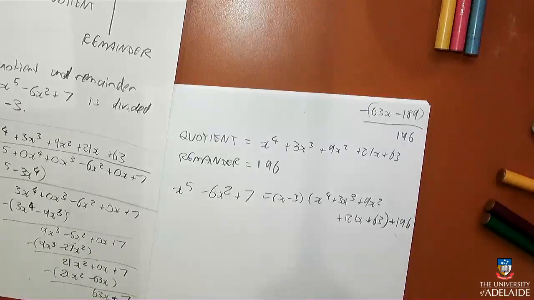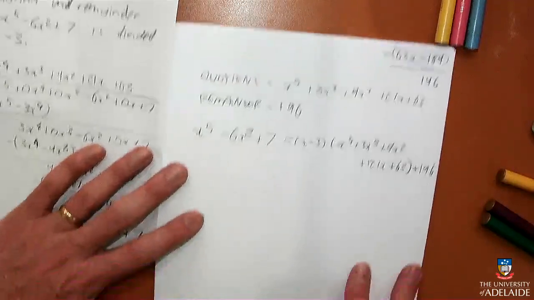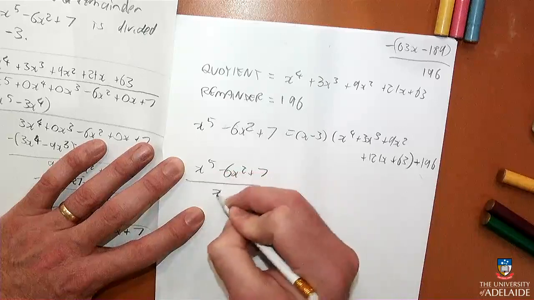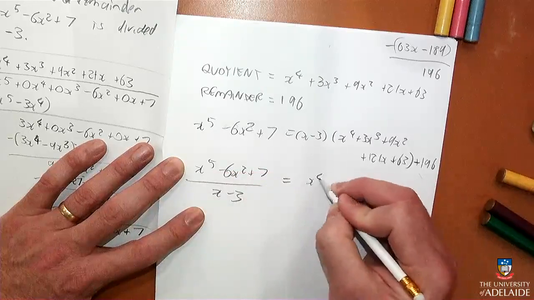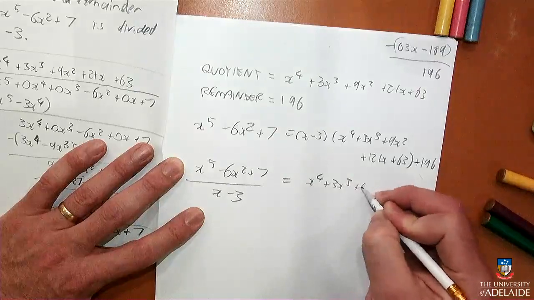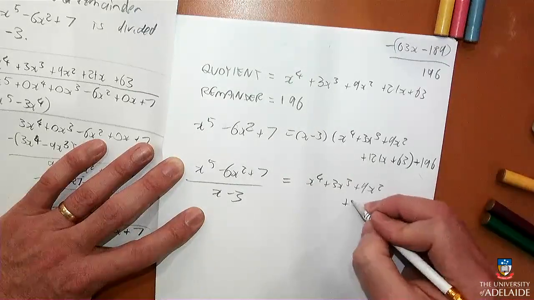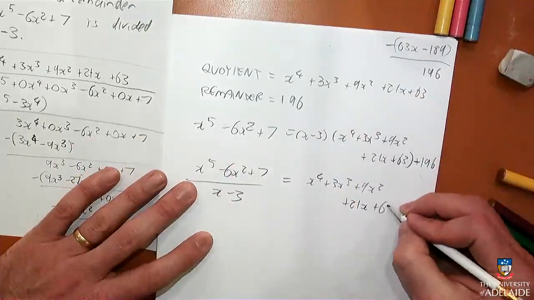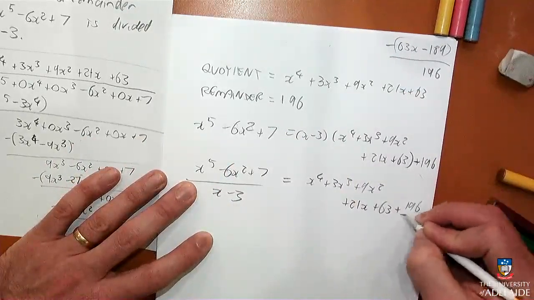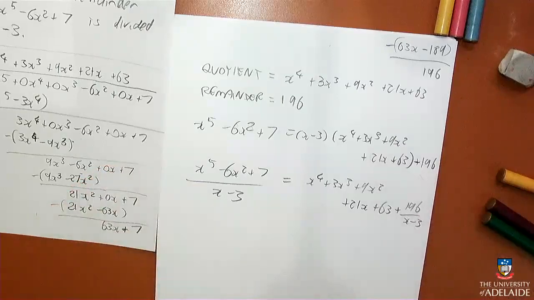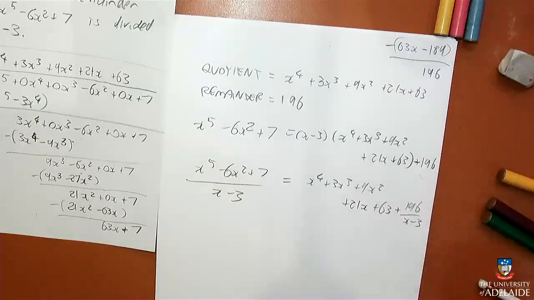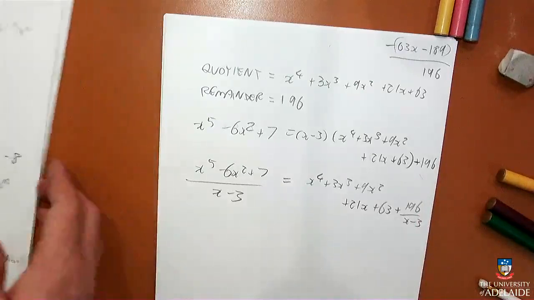If I really, really wanted to do it as a division, I could divide by the x minus 3. Oh, I've written 121x here, sorry. And it would look like that. And that's fine too. But just remember the remainder is the 196, not the 196 divided by x minus 3. And that's polynomial division.